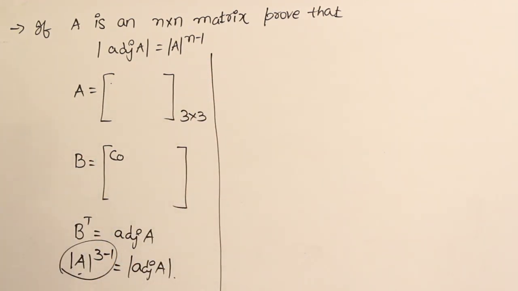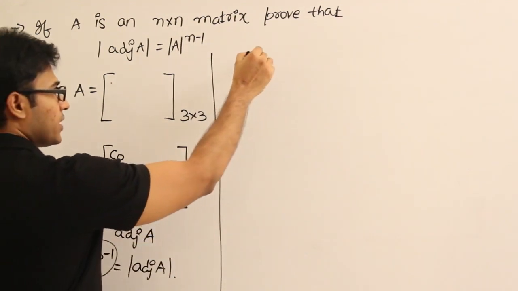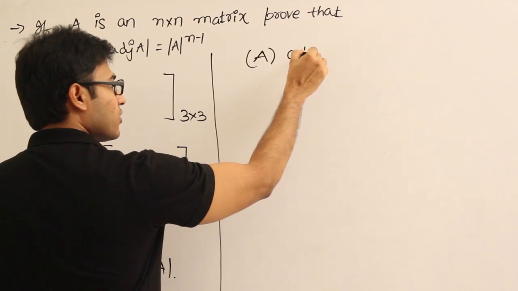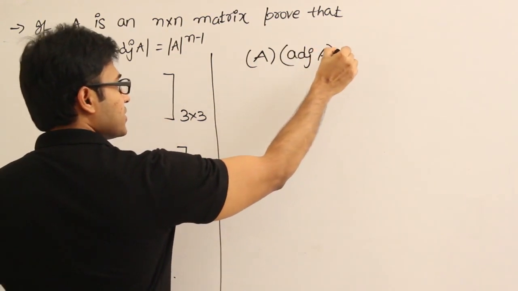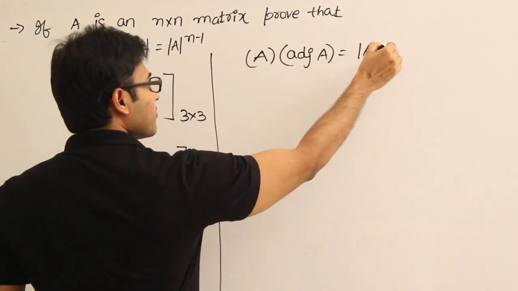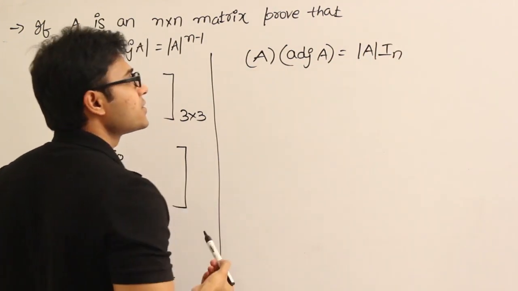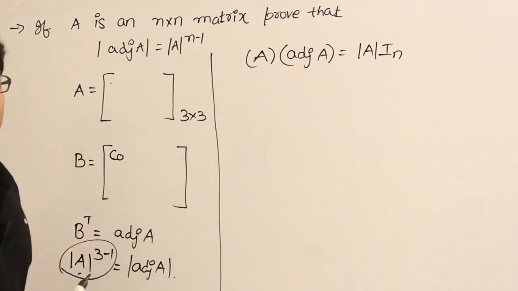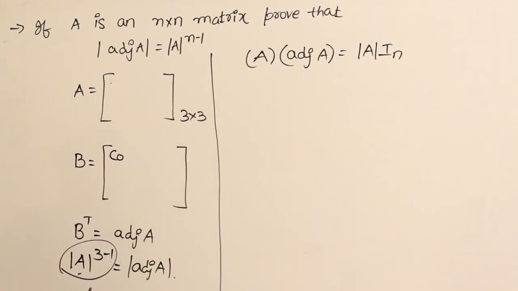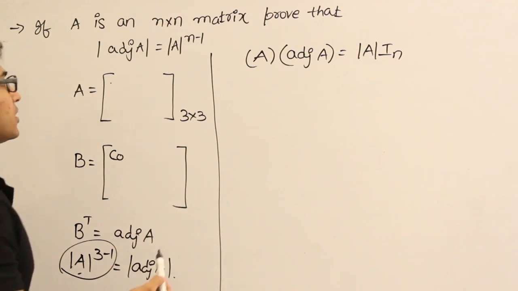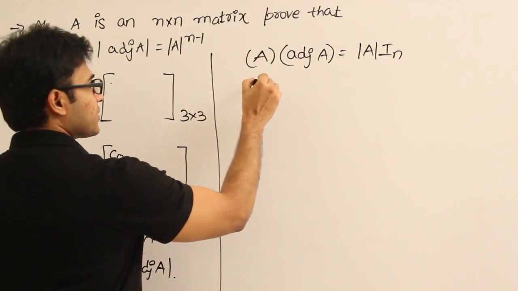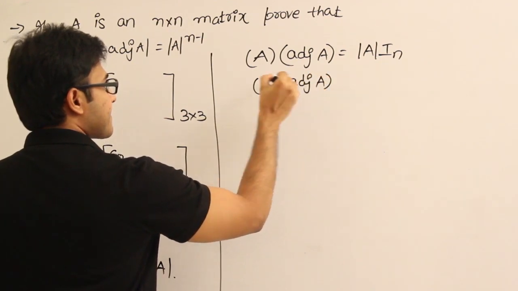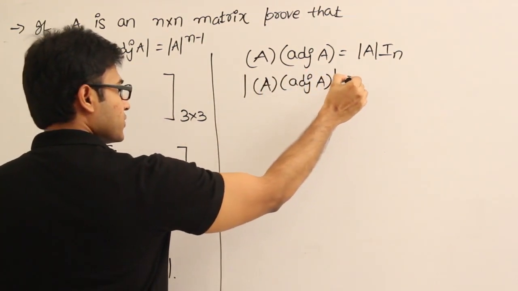Now we already know this. If I take a matrix and multiply it with the adjoint of the same matrix, then the result is going to be det A multiplied with the identity matrix In. In means the n by n identity matrix, where A is an n by n square matrix. Okay, now apply det on both sides. I am applying det on both sides.